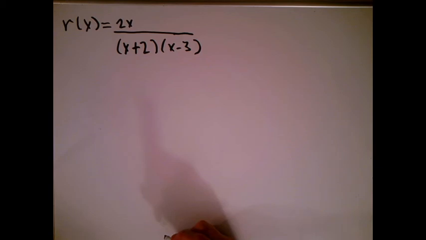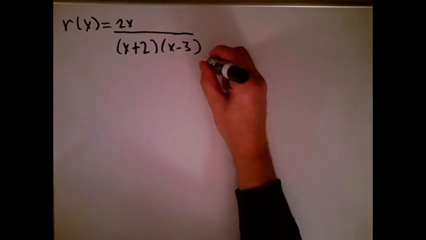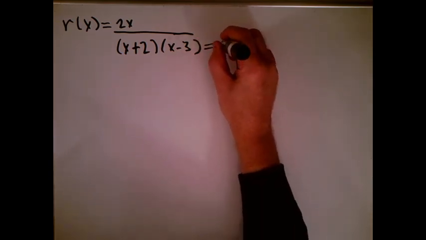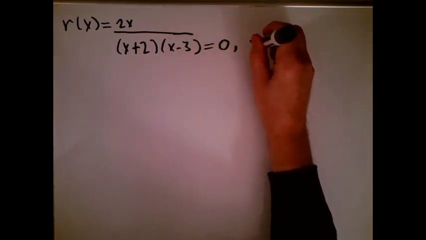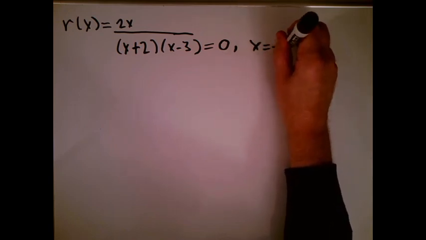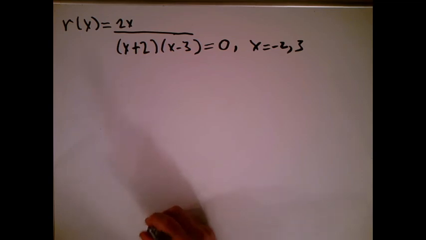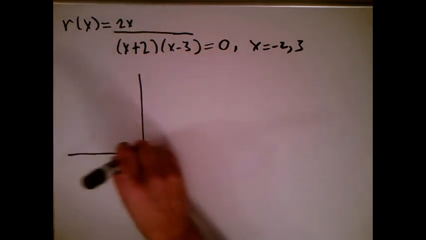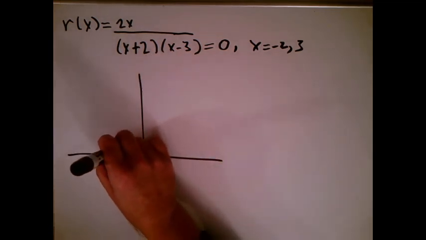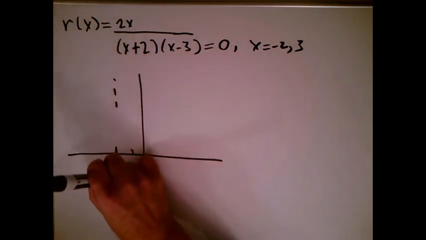So, how do we find asymptotes? What we do is we set the bottom equal to 0 and make sure it doesn't cancel with the top. So when I just set this equal to 0, we get x equals minus 2, and we get x equals 3, and neither of those cancels with the top. So what do we know? We know that at minus 2, there's some sort of asymptote there.